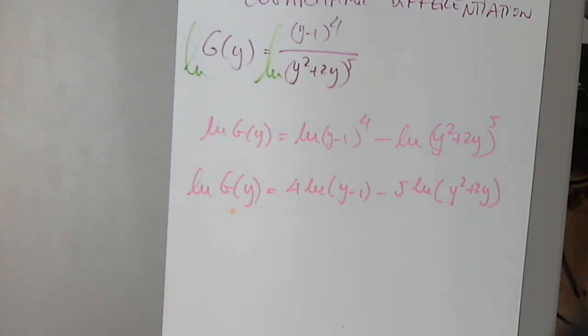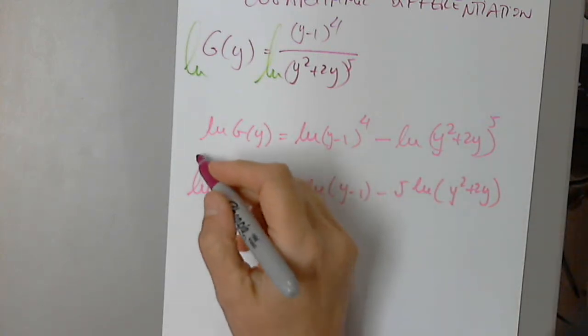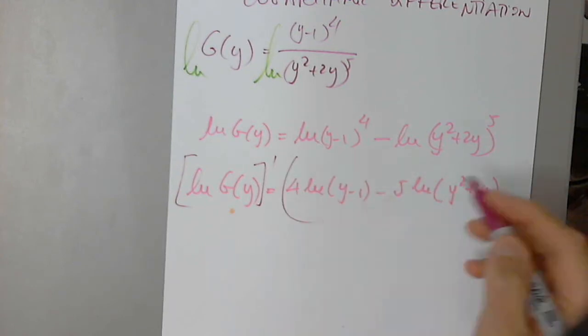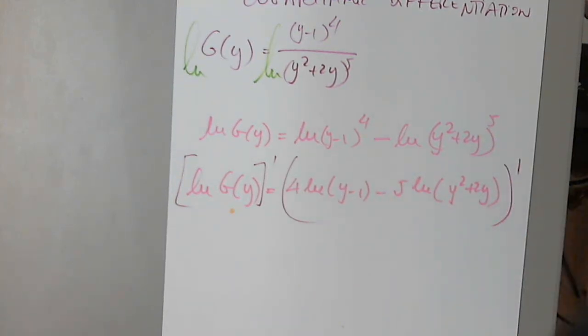This was just the preparation of the function. We only prepared the function. We applied natural log to both sides, and we came up with this expression. How do I determine g prime of y now? What should I do? Differentiate both sides, correct? Okay, so what do we get on the left?